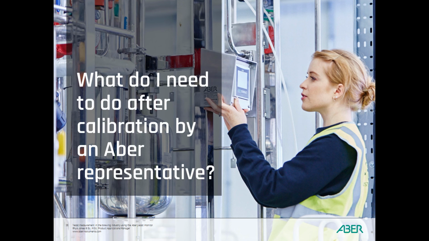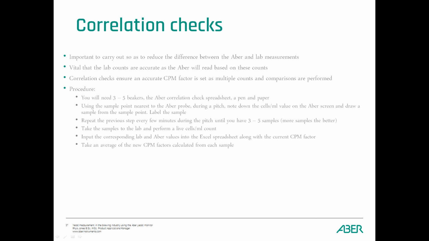So, what do you need to do after the calibration of the yeast monitor? Inevitably, during the calibration, where a single yeast cell count is used to set up the ABBA monitor, there will be some error. Therefore, the purpose of the correlation checks is to reduce this error and to bring the ABBA readings as closely in line with the lab readings as possible by performing correlation checks.